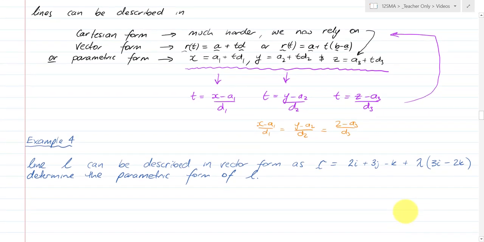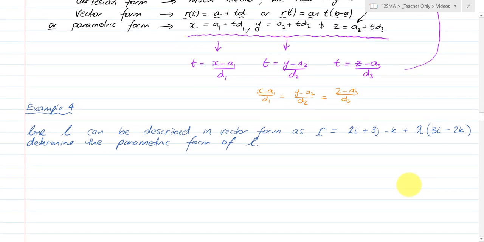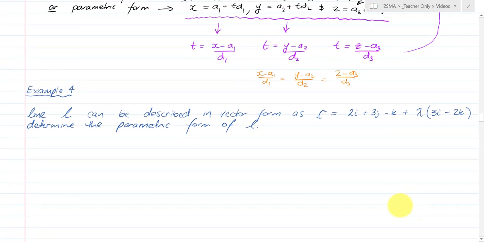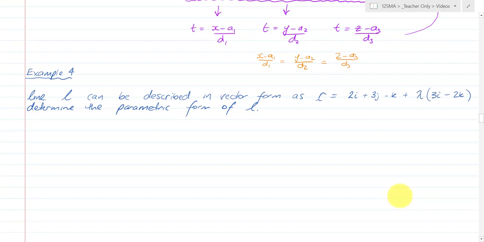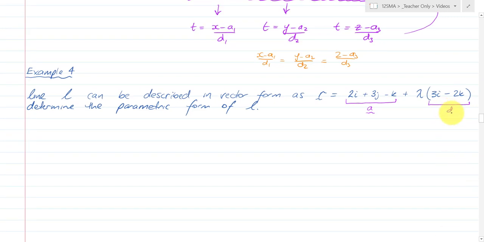So let's have a look at example 4 from this series of videos, and I'll just talk to how to do this one quickly, and then we're done for this little subtopic. So the line L can be described by the vector r equals, now remember, this is our a, and it has 2 components, but we're missing a j component, which doesn't mean it's missing, it means it's 0j. This is our direction vector. So we've got our direction and our a. Determine the parametric form of L. So hopefully, seeing what we've seen, this is reasonably trivial now.